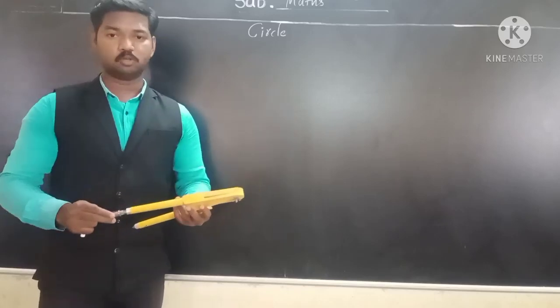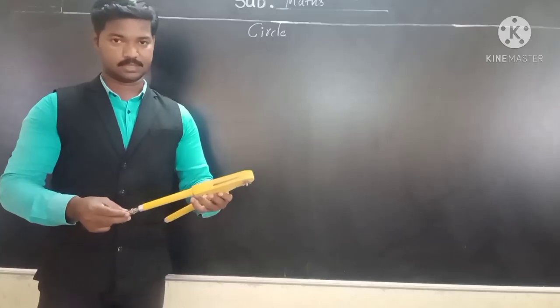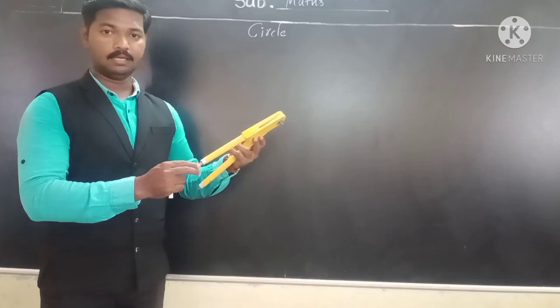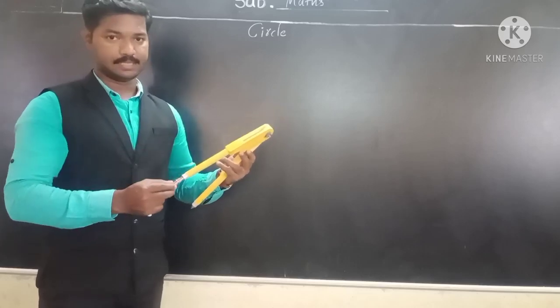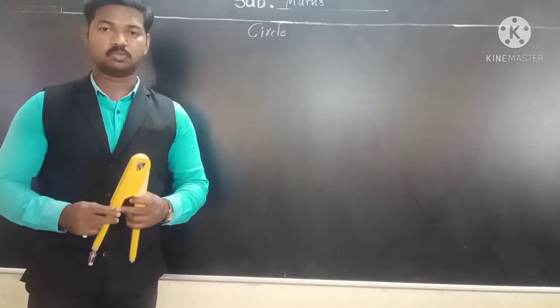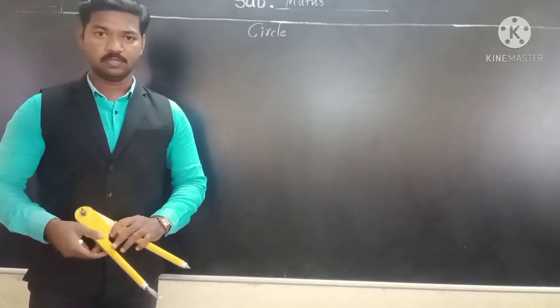Okay. In your compass box, you can see the compass. Okay. And for the compass, you will see on the other arm, you can adjust your pencil with a screw. With the help of compass, how we have to draw the circle, that we are going to see.